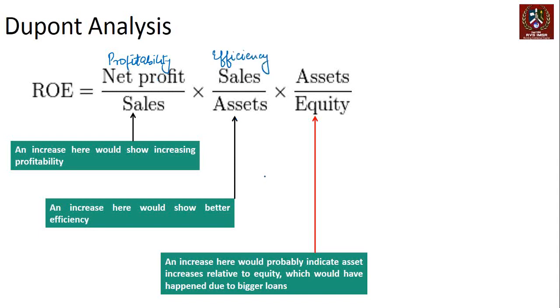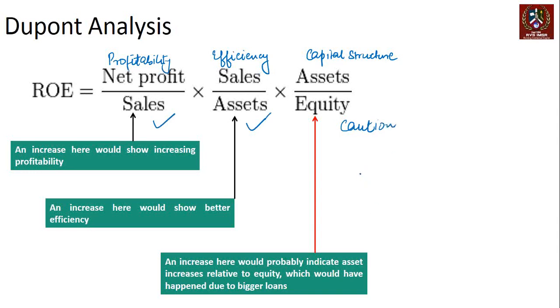If that increases, efficiency has gone up. The third one is something that talks largely about my capital structure, right? So an increase in the first two is desirable. These two are good. An increase in both of these is good.